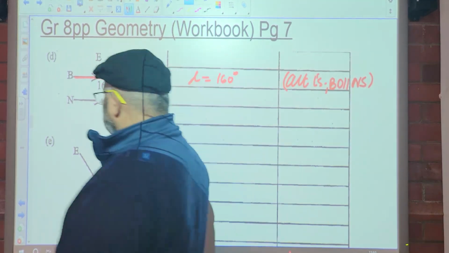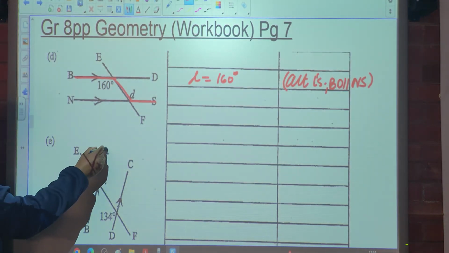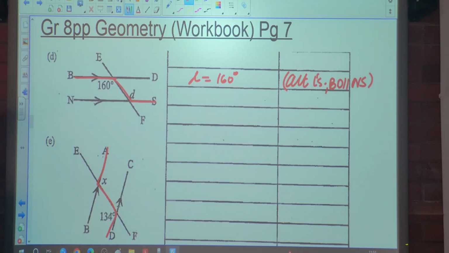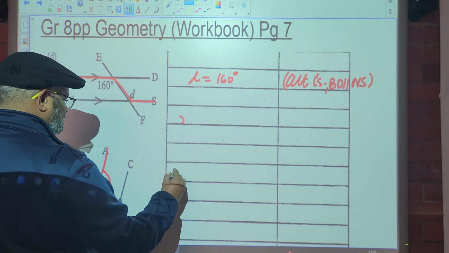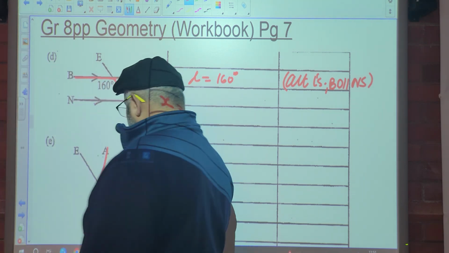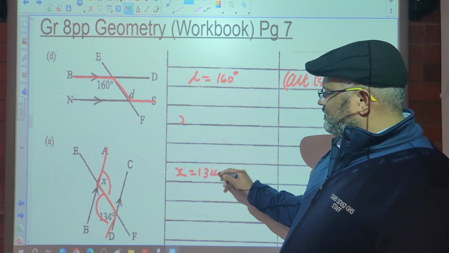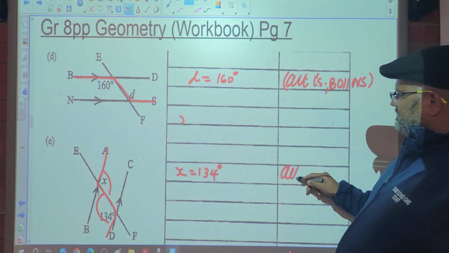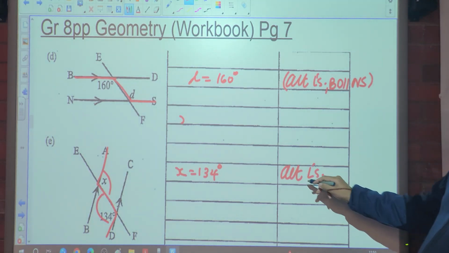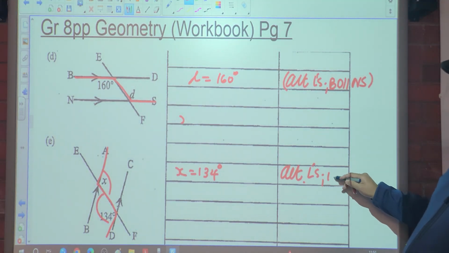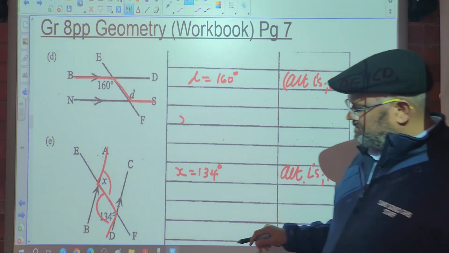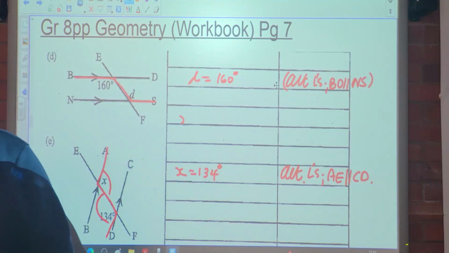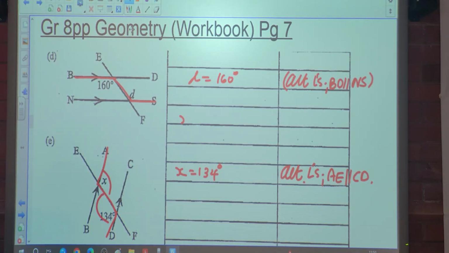I'm going to calculate X. Alternate angles. There's the Z. So X is equal to 134 degrees. Alternate angles with AE being parallel to C. Right.